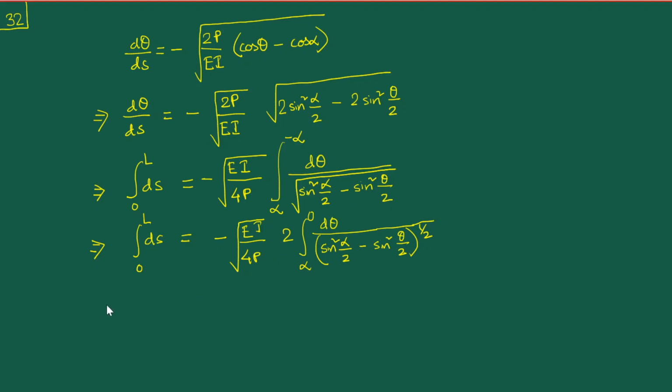Okay, now what this will give me, so this integration is simply L, and on the right hand side you note that this 2 cancels with the square root of 4. So what we end up with is this thing. So I'll leave this thing as it is.